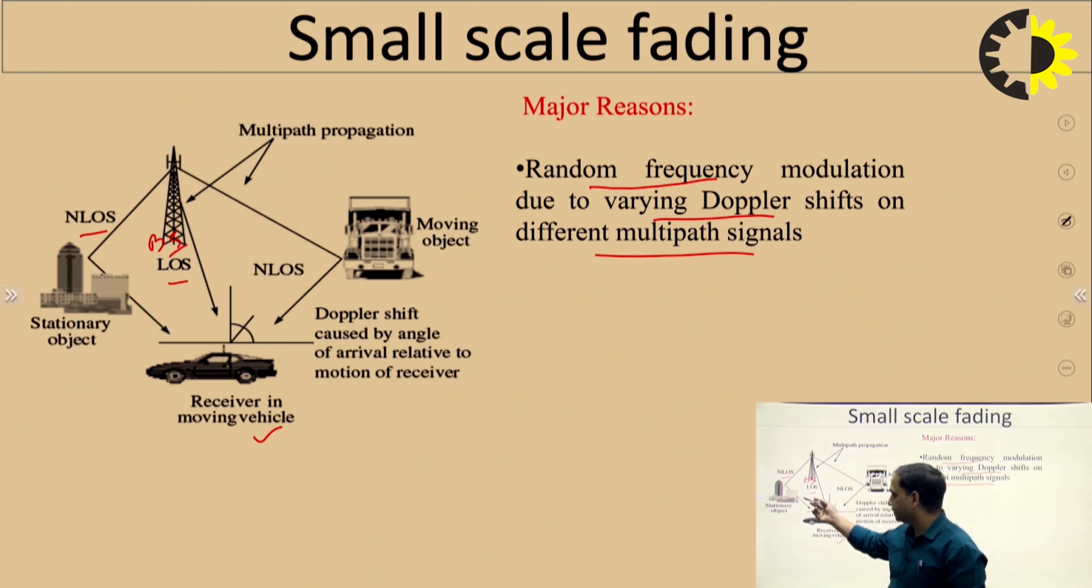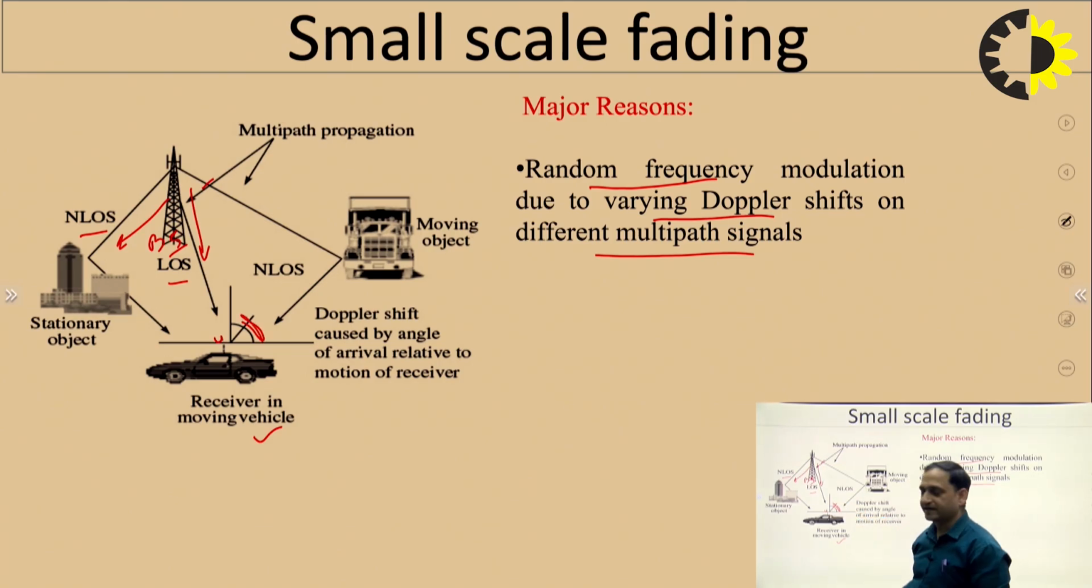This non line of sight component occurs due to the different obstacles between the transmitter and the receiver. It means when the signal is transmitted from the base station, it will travel through multiple paths to reach the receiver. In that way, there will be different angles of arrival at the receiver side. Due to the moving vehicle, the Doppler effect occurs.